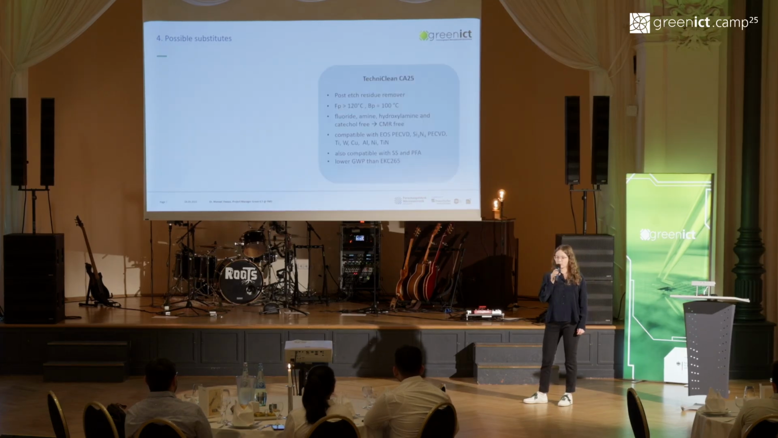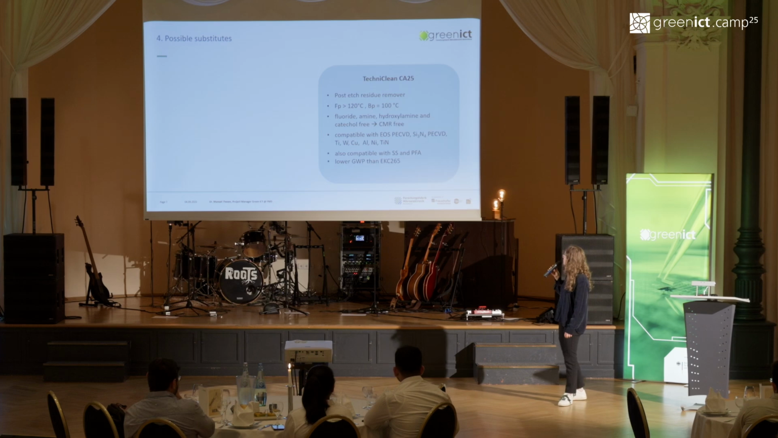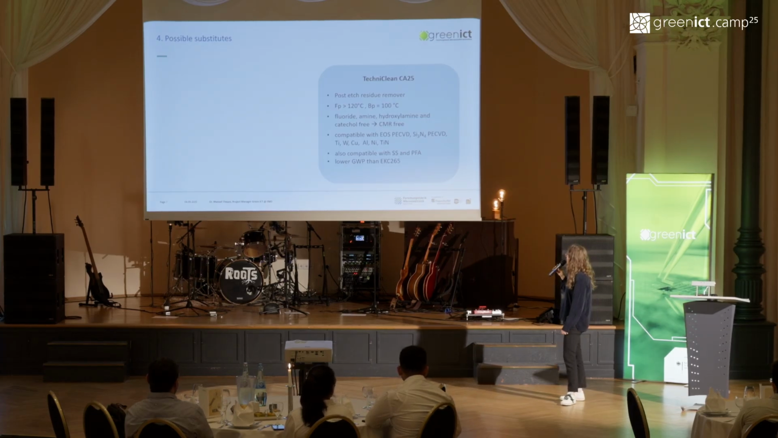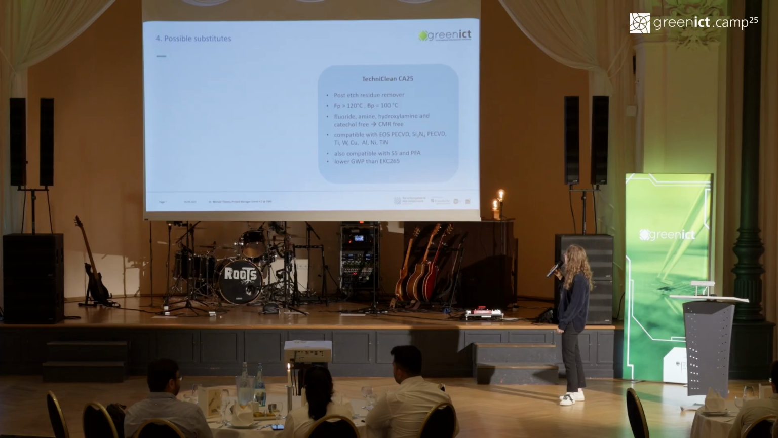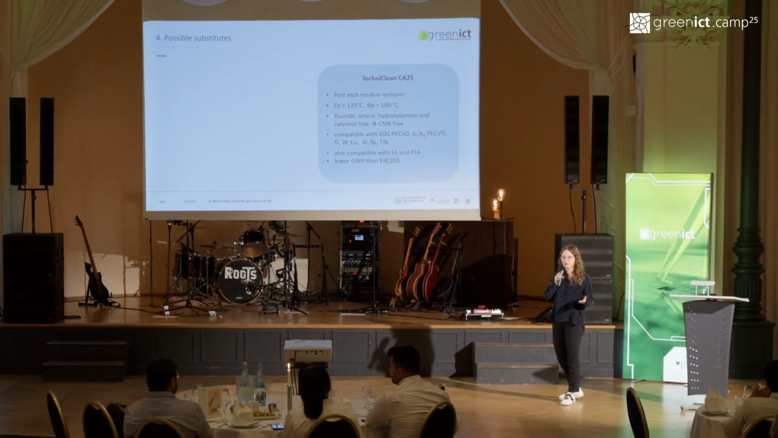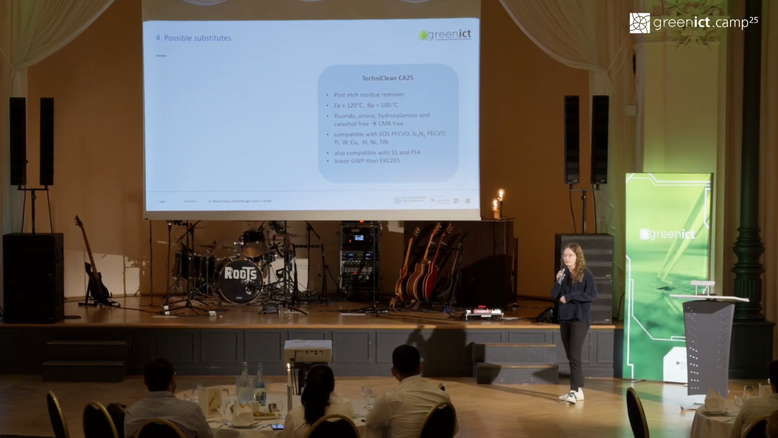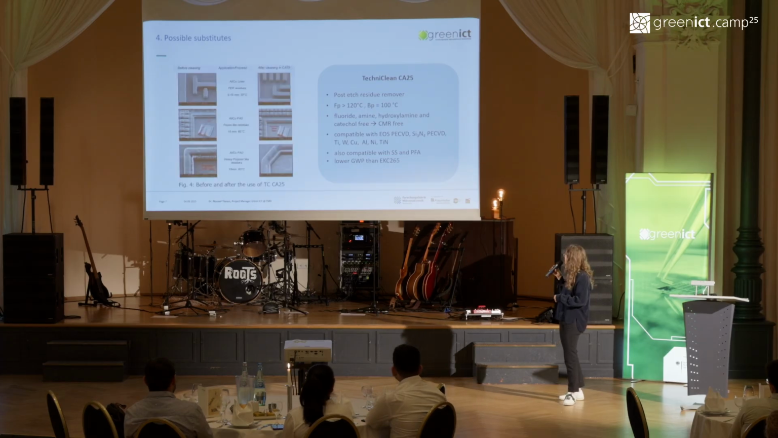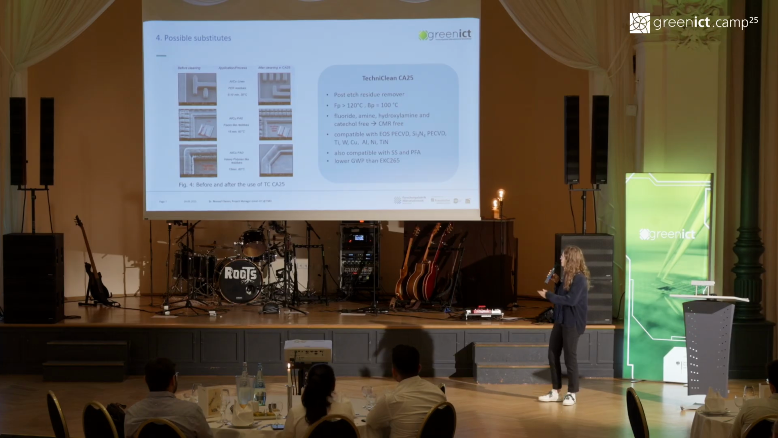The second one that we found is the Techniclean CA25. It is a post-etch residue remover, and the flash point is over 120, the boiling point is 100 degrees, and it is also CMR-free, compatible with many elements, and also compatible with stainless steel and polymers. It has a lower global warming potential than EKC 265, which is also a good thing. Here you can see the usage of it.